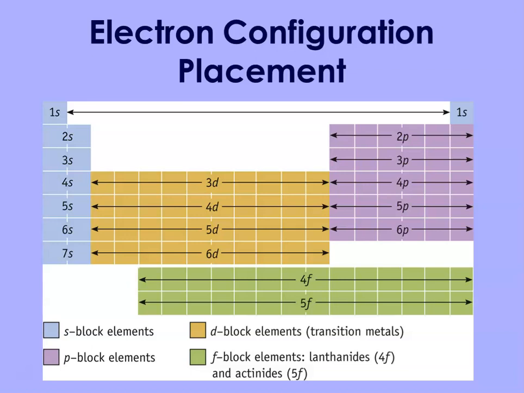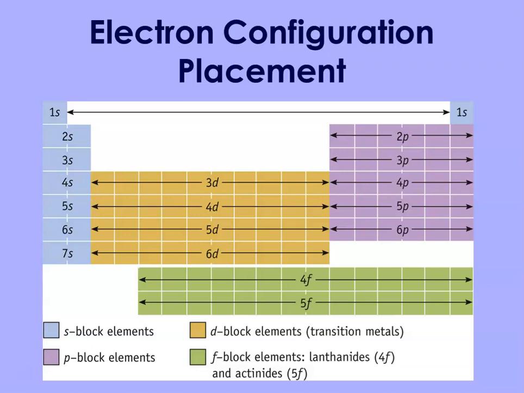Remember that your N determines how many possible L's you have. Your first energy level can only have one sublevel. Your second energy level can have 2, which is why you have both the S and the P. Your third energy level can have 3 sublevels, S, P, and D. Your fourth energy level can have 4 sublevels, S, P, D, and F.